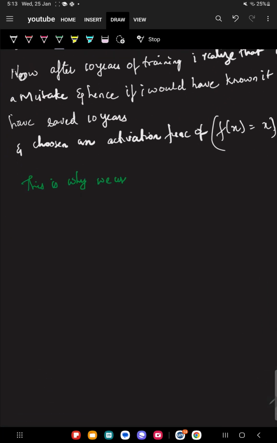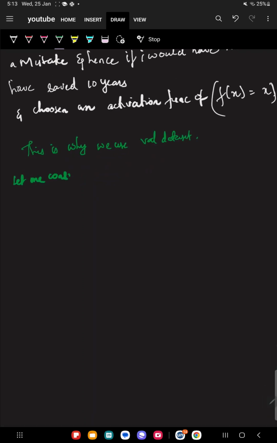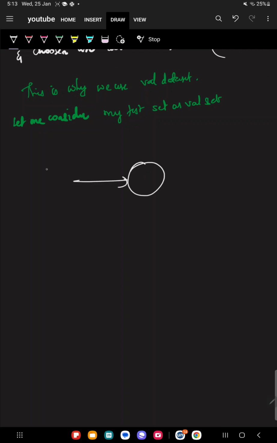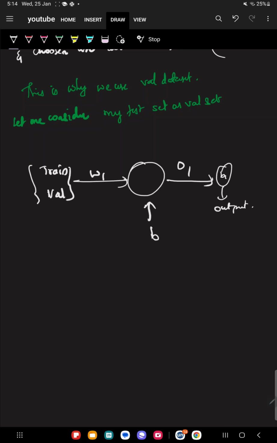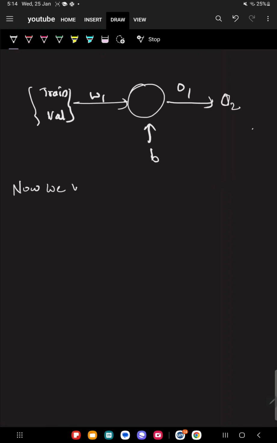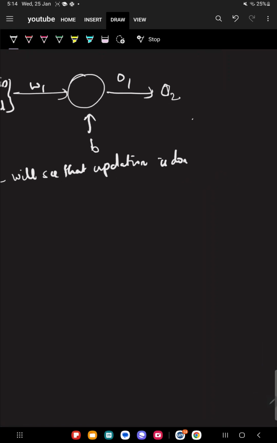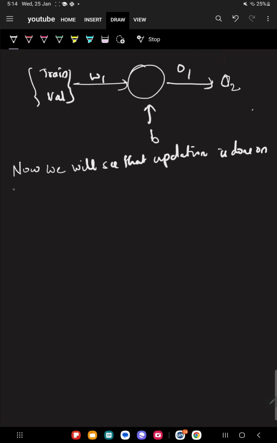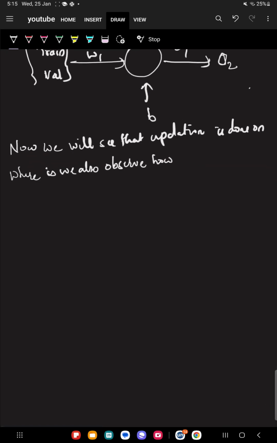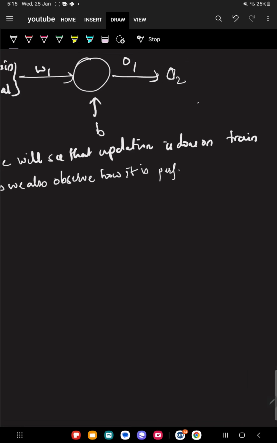Now, this is where we basically use the validation dataset. Let me consider my test dataset as a validation dataset. Now, into the neural network, we actually pass both the train and validation datasets, and on the basis of the training error, we update the parameters, but we also look into the validation.